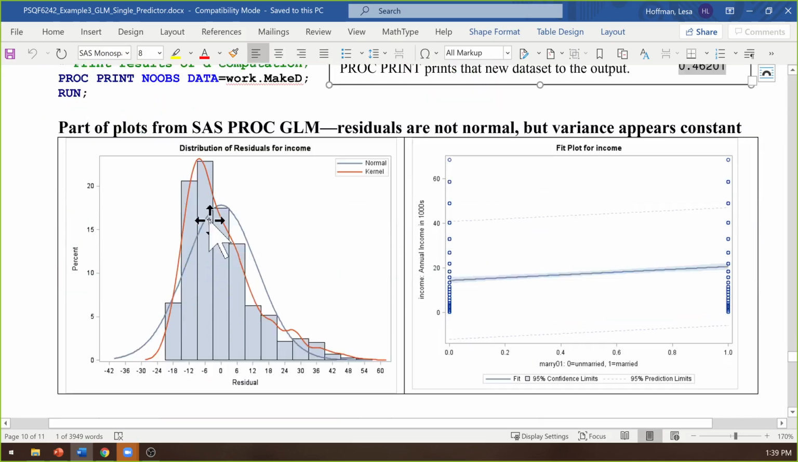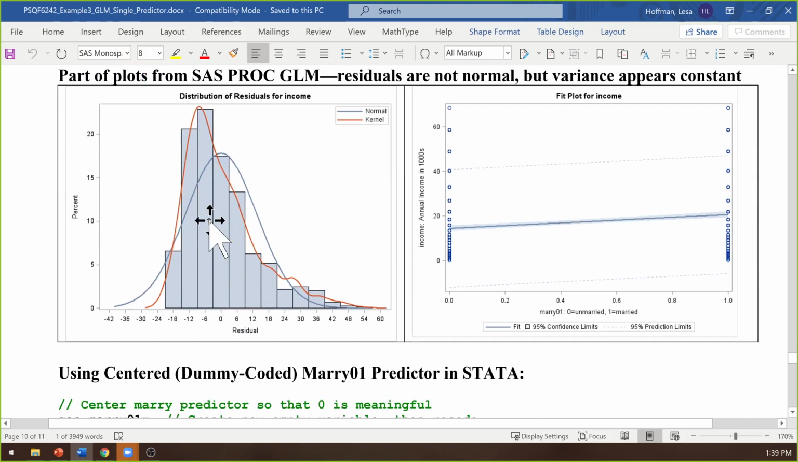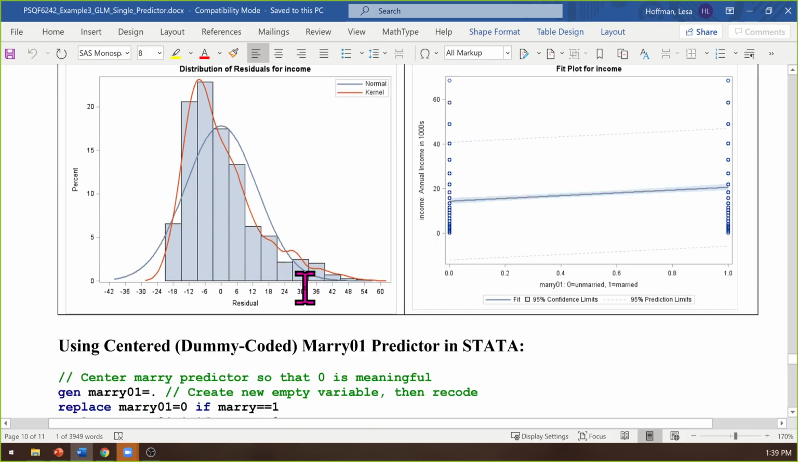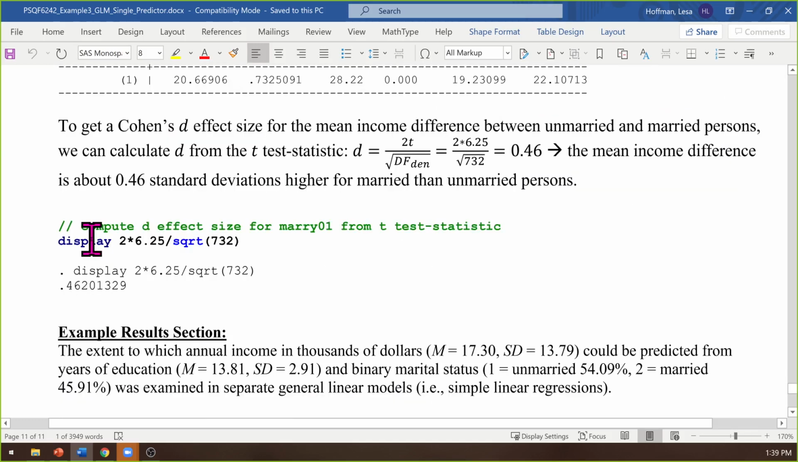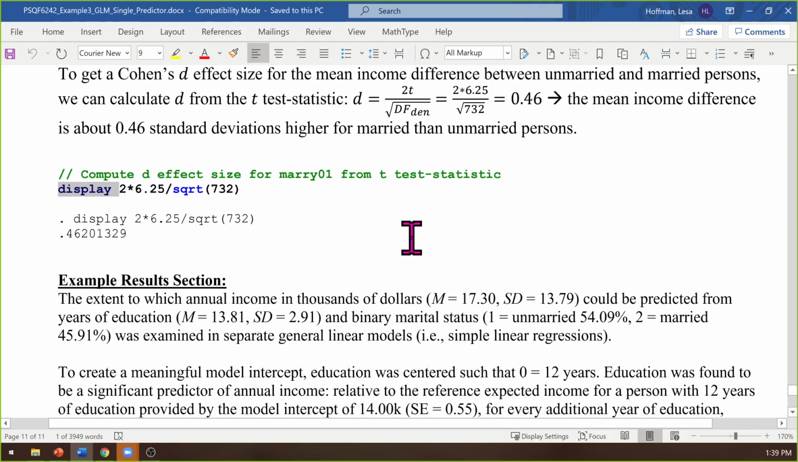And here's a picture of the residuals after including marital status. Again, not exactly normal, but much better than what it was to begin with. And then in Stata, you can make it do math to do the effect size as well with this word display. Okay, questions on that?